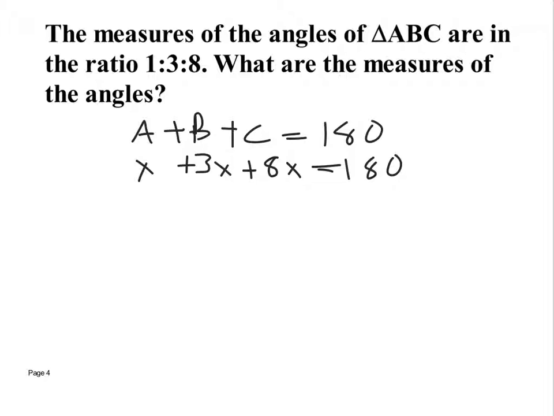Now we know how to do this. These are like terms because they all have the exact same variable. So I just add up the numbers in front: 1 plus 3 plus 8. Well, 1 plus 3 is 4. 4 plus 8 is 12. So 12x equals 180.